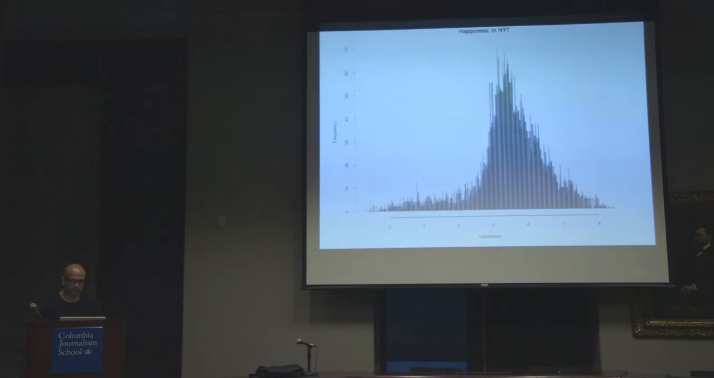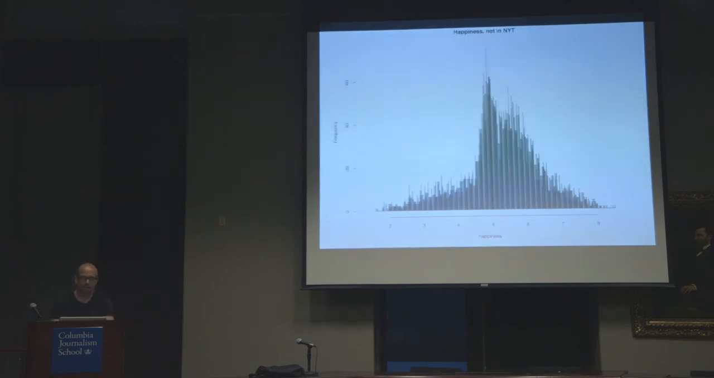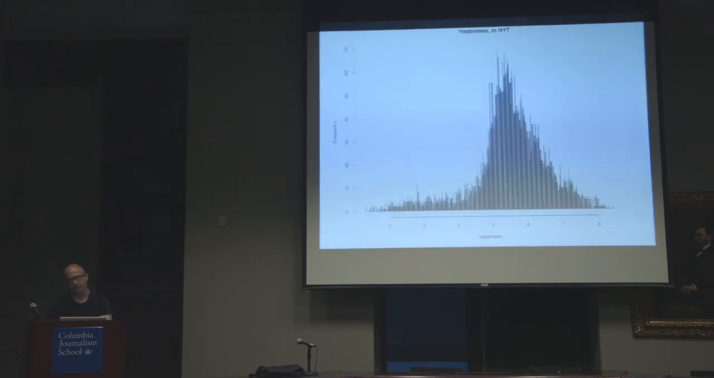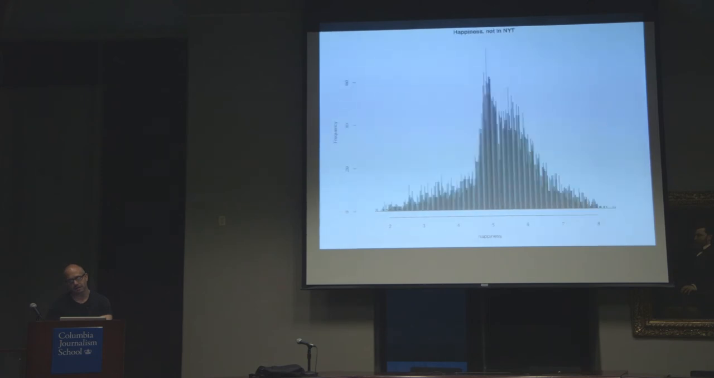This is the histogram of words that were used in the New York Times. They're in that top 5,000. And then this is the histogram of the ones that weren't in the New York Times. So we'll just toggle between those two. What do you see? In, not. In, not. What's the interesting thing about the not distribution? They're more positive, true.